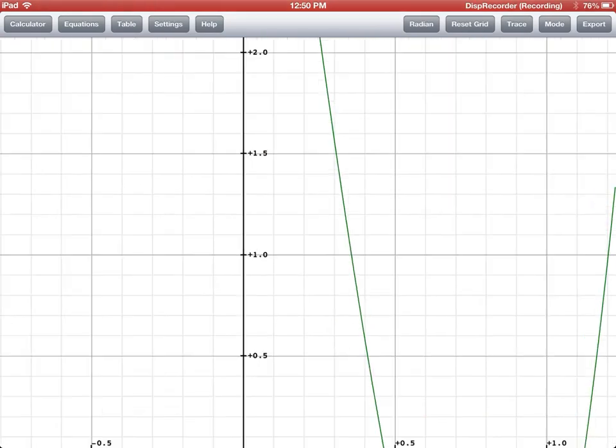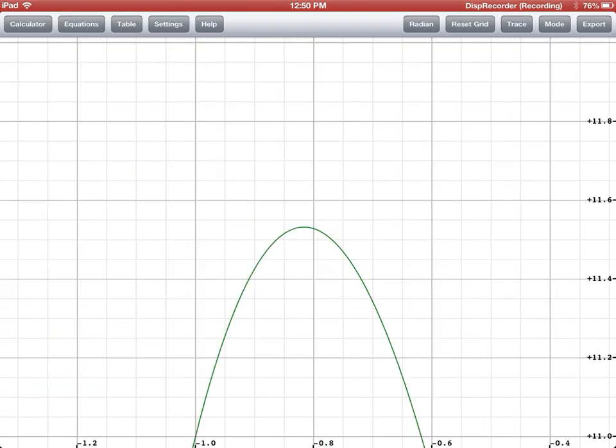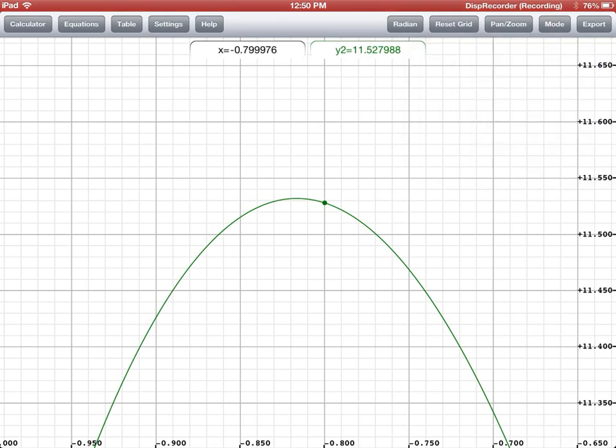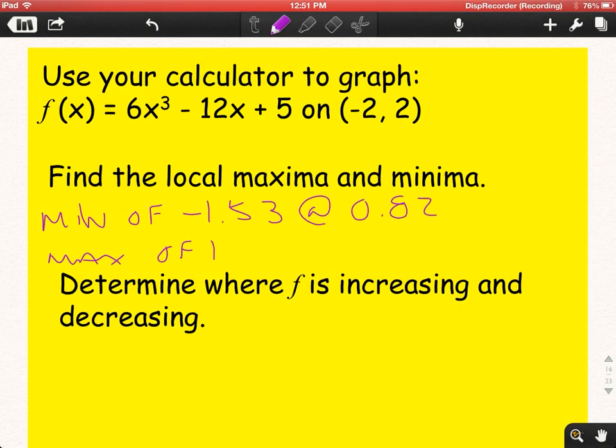I'll zoom back out, come back up. Let's zoom in on the maximum here, just as we did before. Snap to max min, there it is. -0.82 and 11.53. So back to our notes, and so we say we have a min of -1.53 at 0.82, and we have a max of 11.53 at -0.82.